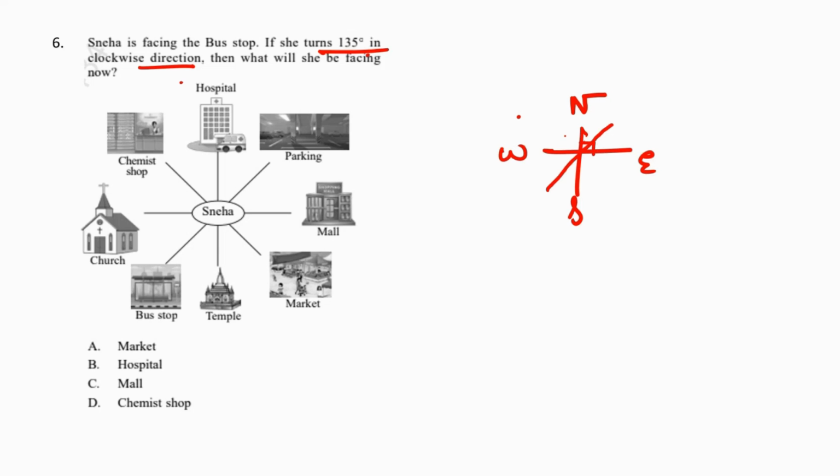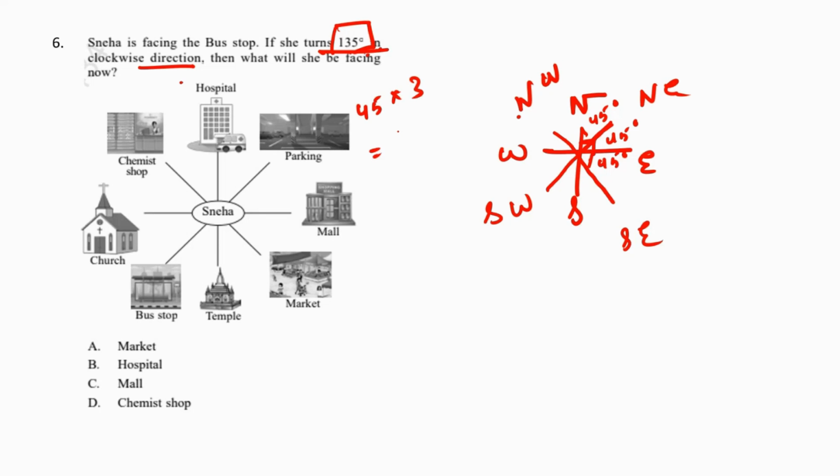Now, obviously, if we take the cardinal directions, northeast, southeast, northwest, and southwest, since 90 is equally bisected, that means each is 45 degrees. So over here in this question, we need to find 135 degrees. 135 degrees is nothing but 3 times 45 degrees. That means 3 sections should be kept in clockwise direction. Okay, so she was over here facing the bus stop. So 3 directions, 1, 2, and 3 sections. If we are skipping 45, 3 times is 135 degrees. So now she is facing the hospital. Option B is the answer.